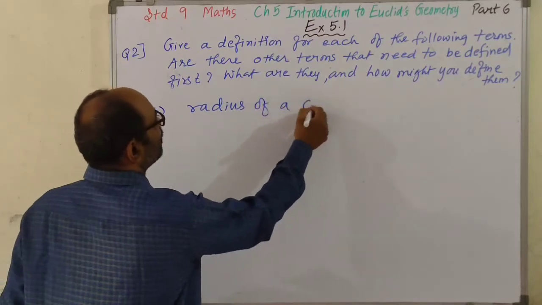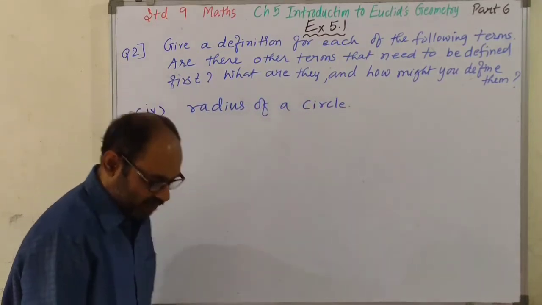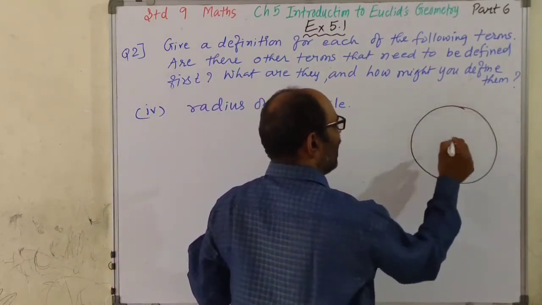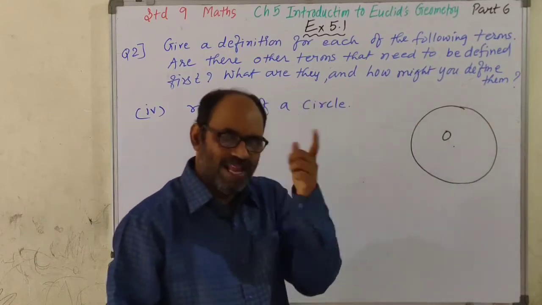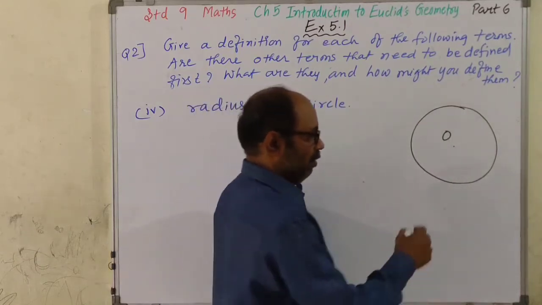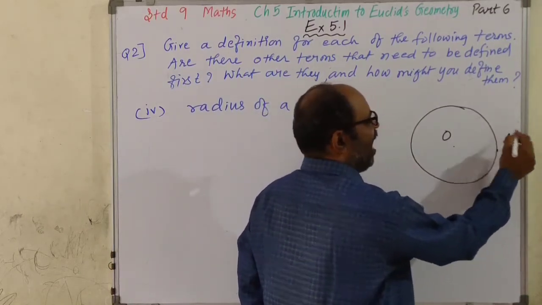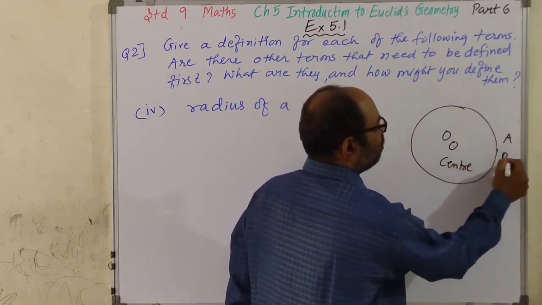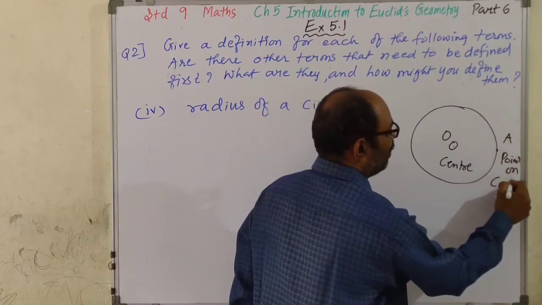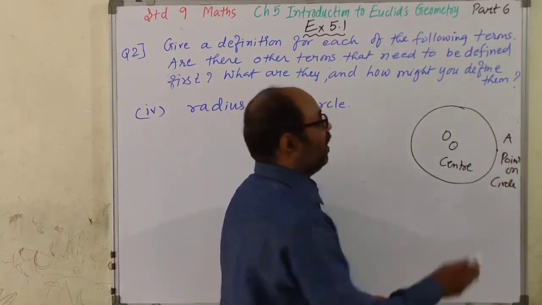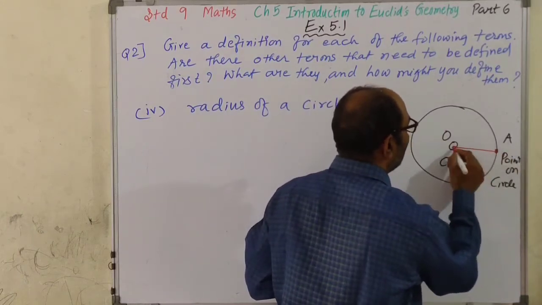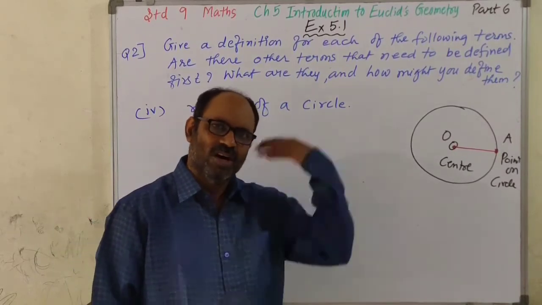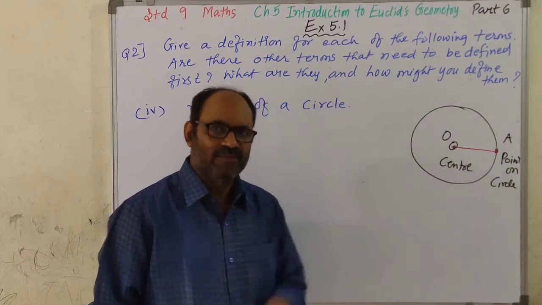Radius of a circle. Children, a circle is drawn with center O and some radius. Now take any point A on the circle. This is the center, this is a point on the circle. Join the center with any point on the circle. This is called radius. There is another definition also, but when we see the chapter Circles, we'll see it in detail.